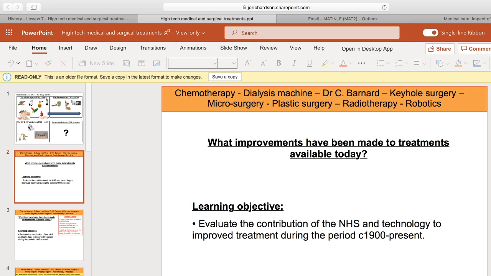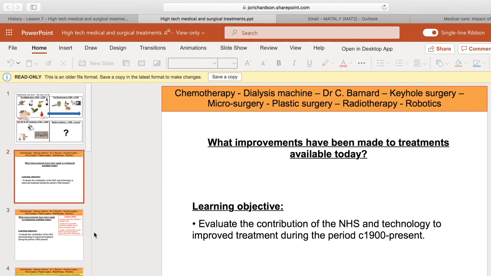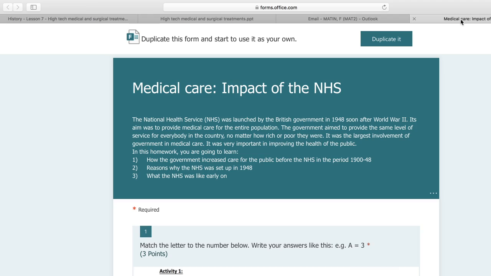So before you even start lesson 11, so it's quite a short lesson, your teacher would have set you a Google Form homework. Now, I would like you to do this homework before you do this lesson, and that's because it's going to help you for the next three lessons, so lesson 11, lesson 12, and lesson 13. So you should do this before you set out to do those lessons.